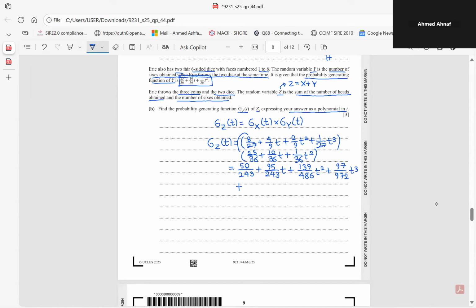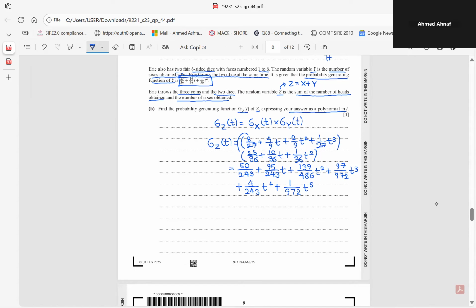And then that's plus t to the power of 4: 2 over 9 t squared times 1 over 36 t squared plus 1 over 27 t cubed times 10 over 36 t. You get 4 over 243 t to the power of 4. Finally, t to the power of 5, just multiply 1 over 27 times 1 over 36. You get 1 over 972 t to the power of 5.